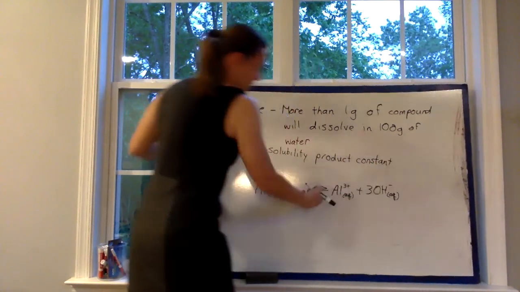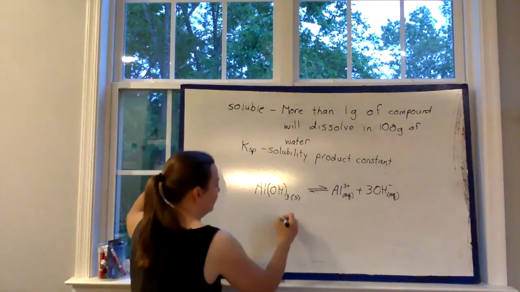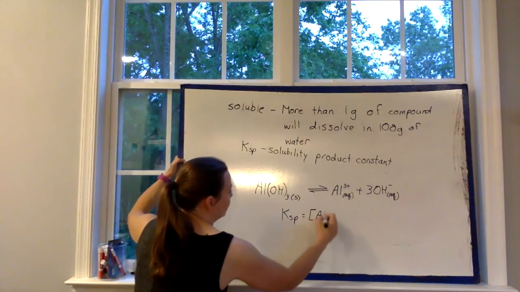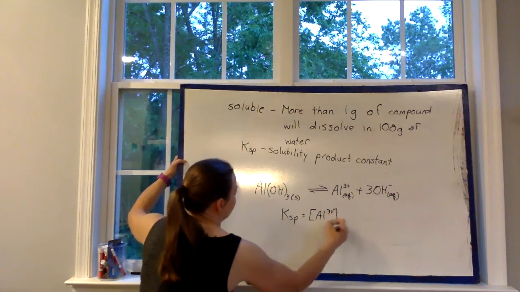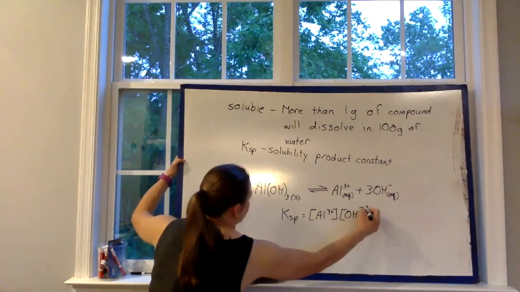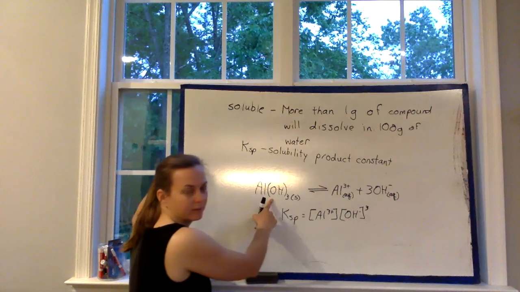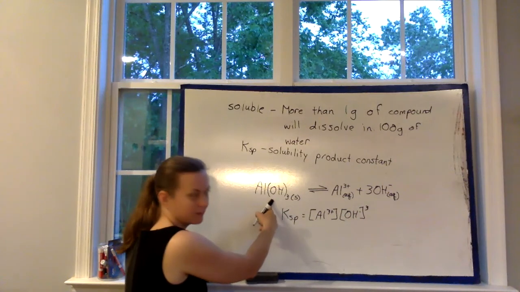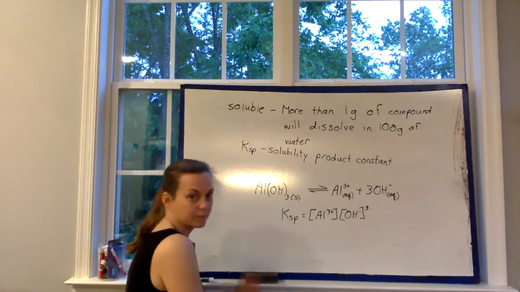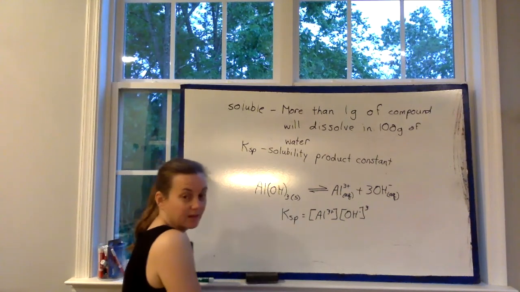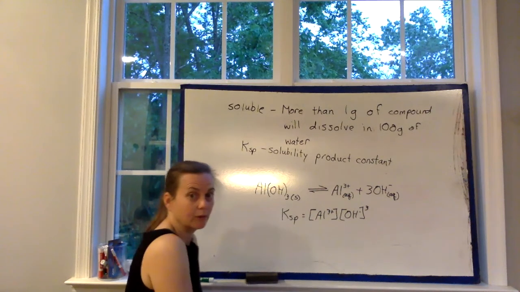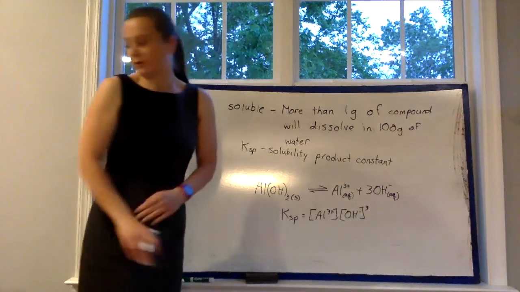And so the KSP for this reaction, we would write KSP equals the aluminum ion concentration times the hydroxide ion concentration raised to its exponent. Now, why did I leave this out? Because it's a solid, and solids never get written in our equilibrium expressions. So whenever we write a KSP, it's always just going to be the concentrations of the ions raised to their coefficients from the balanced chemical equation.